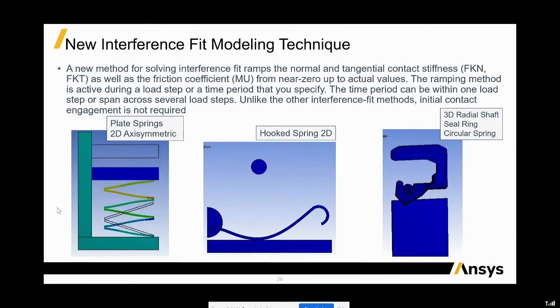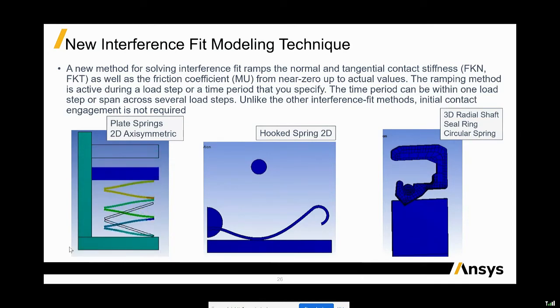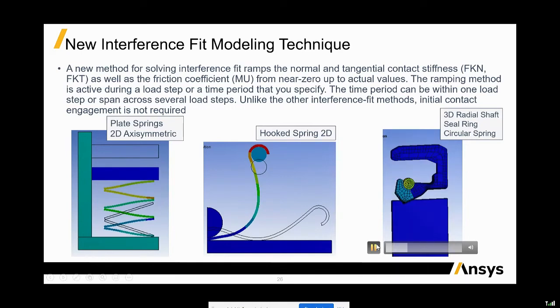So here's just a spring going down, these plate springs moving up and down. So you can see as it pushes down, it's handling that contact fairly well. This is kind of a crazy thing. The animation's a little fast, but you can see it goes up on the other side and then raises up, a hooked spring. And then this is a radial shaft seal spring on a circular spring.